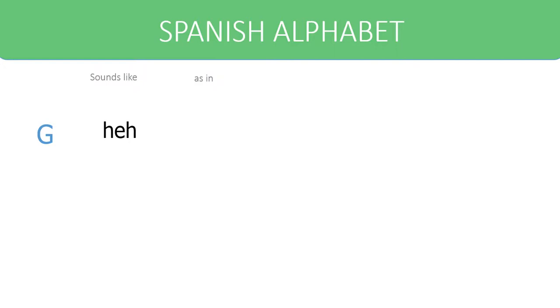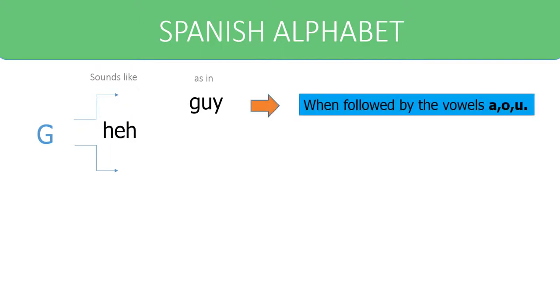And this letter has two different sounds, just as the letter C. So the first sound is similar to the one in guy. And this sound will apply when letter G is followed by the vowels A, O, and U. An example is the word gato. Gato means cat. Notice how gato sounds like guy. Gato, guy. It's very similar.